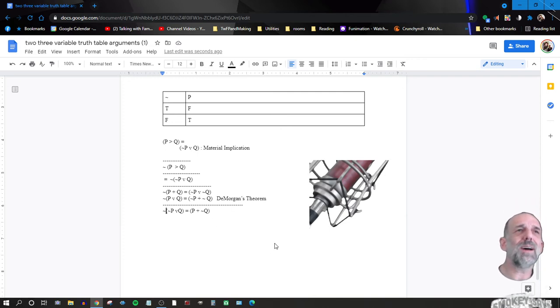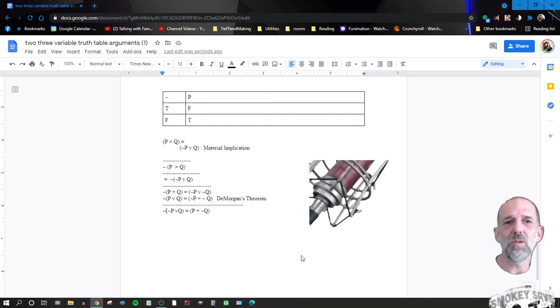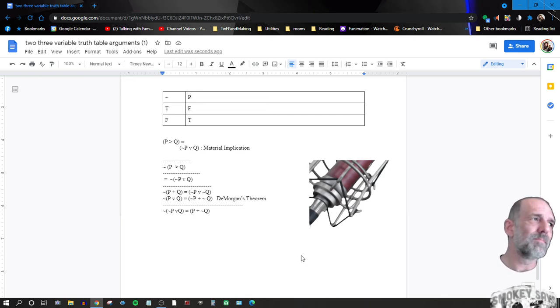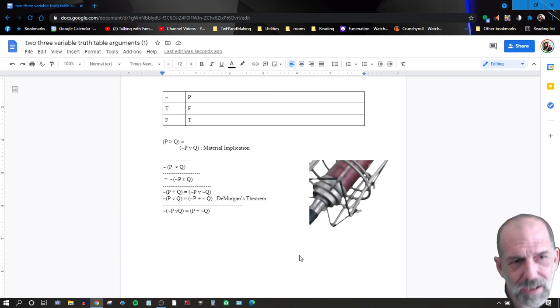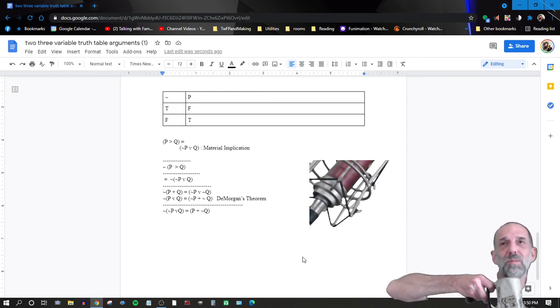So what's weird about this is if I say something like, it is not the case that if it rains gold coins, then aliens exist, then it must be the case, according to this, that it both rains gold coins and aliens don't exist. Now, that's a weird sort of flaw of conditional logic, I guess.